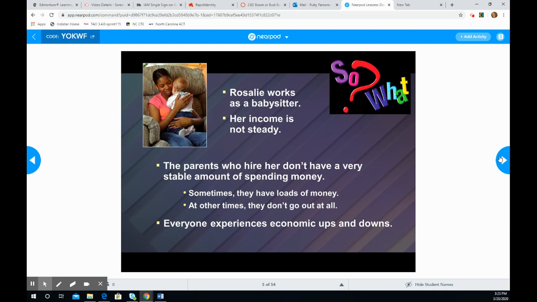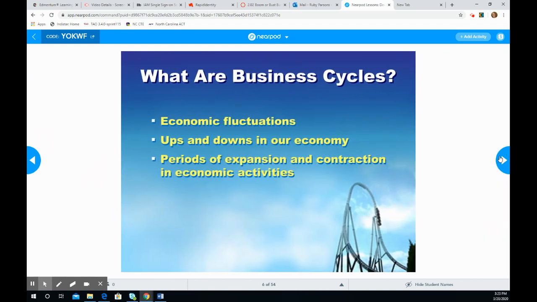So everyone experiences those economic ups and those economic downs, just like what's happening now if your parents are possibly not working. A lot of places, these people aren't getting paid. So therefore, income is slowing down, just like Rosalie's. So what are business cycles?